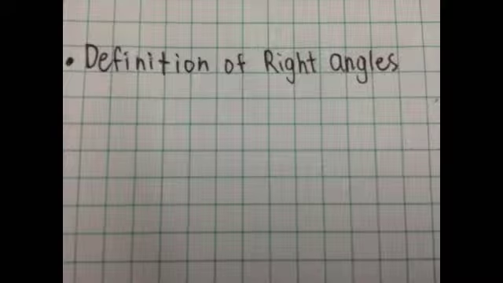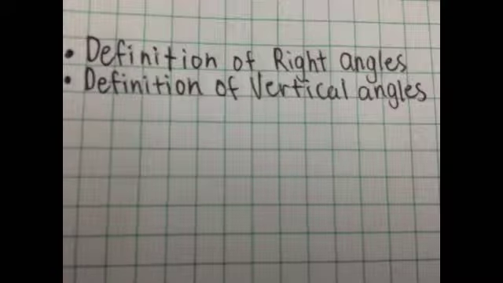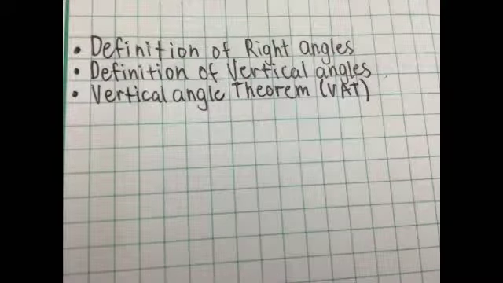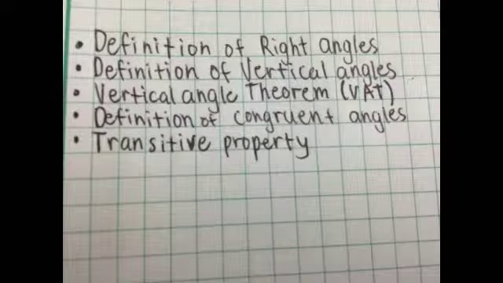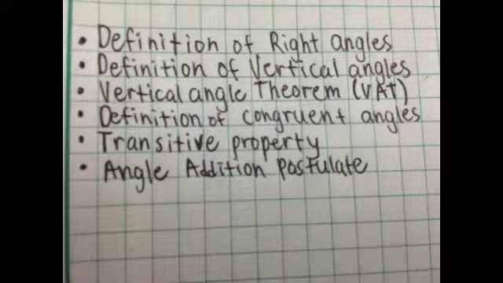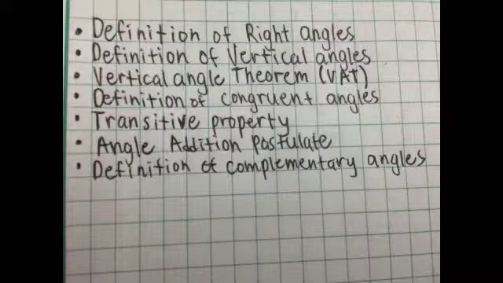Used for the proof are definition of right angles, definition of vertical angles, vertical angle theorem, definition of congruent angles, transitive property, angle addition postulate, and definition of complementary angles. First concept we're going to talk about is the definition of a right angle. A right angle is an angle that is equal to 90 degrees.